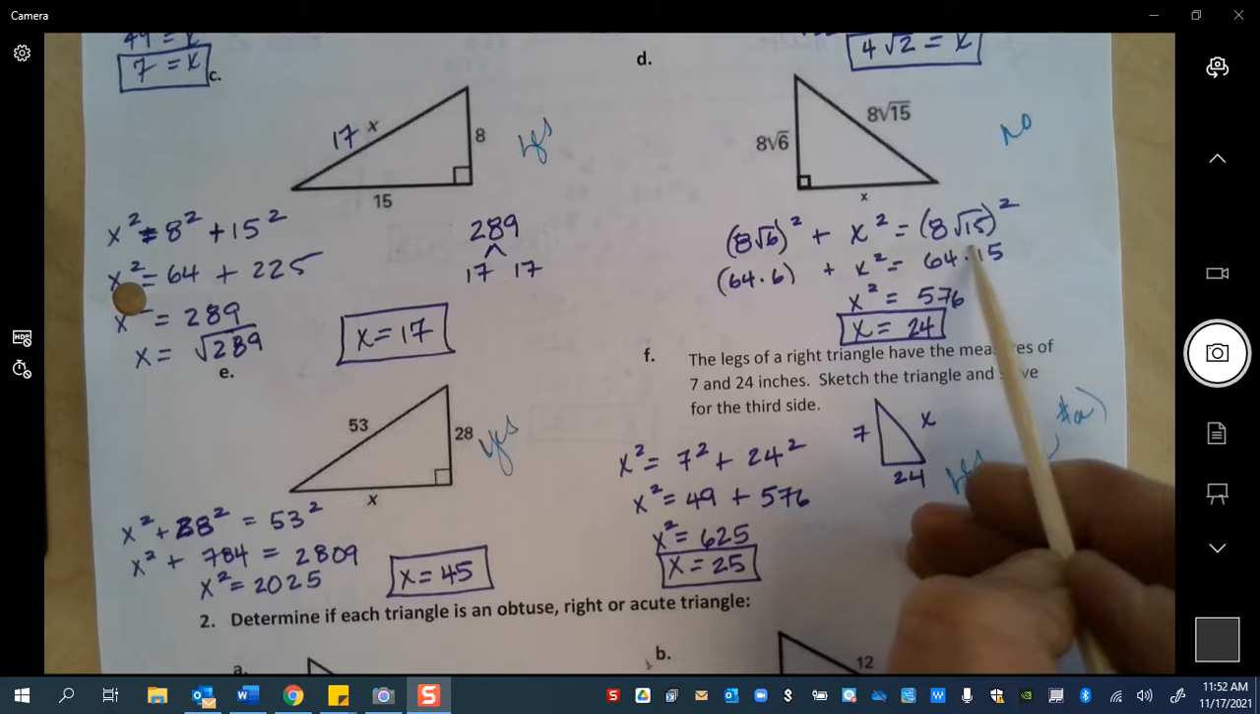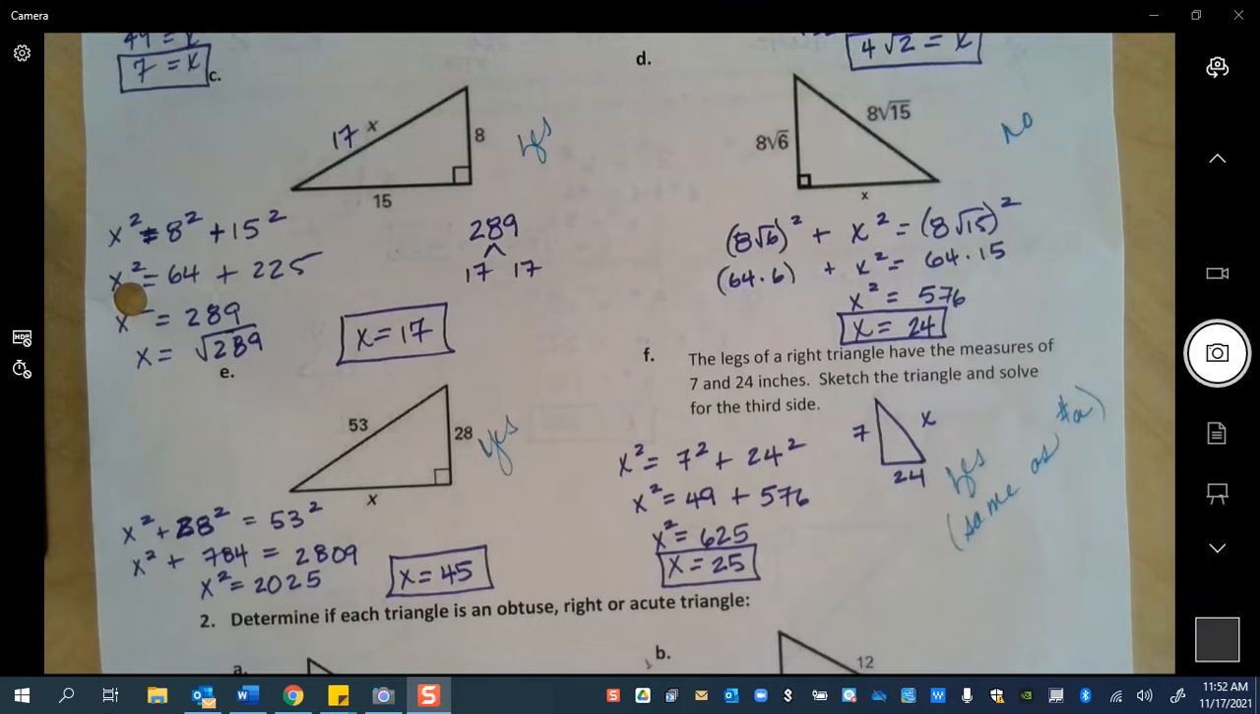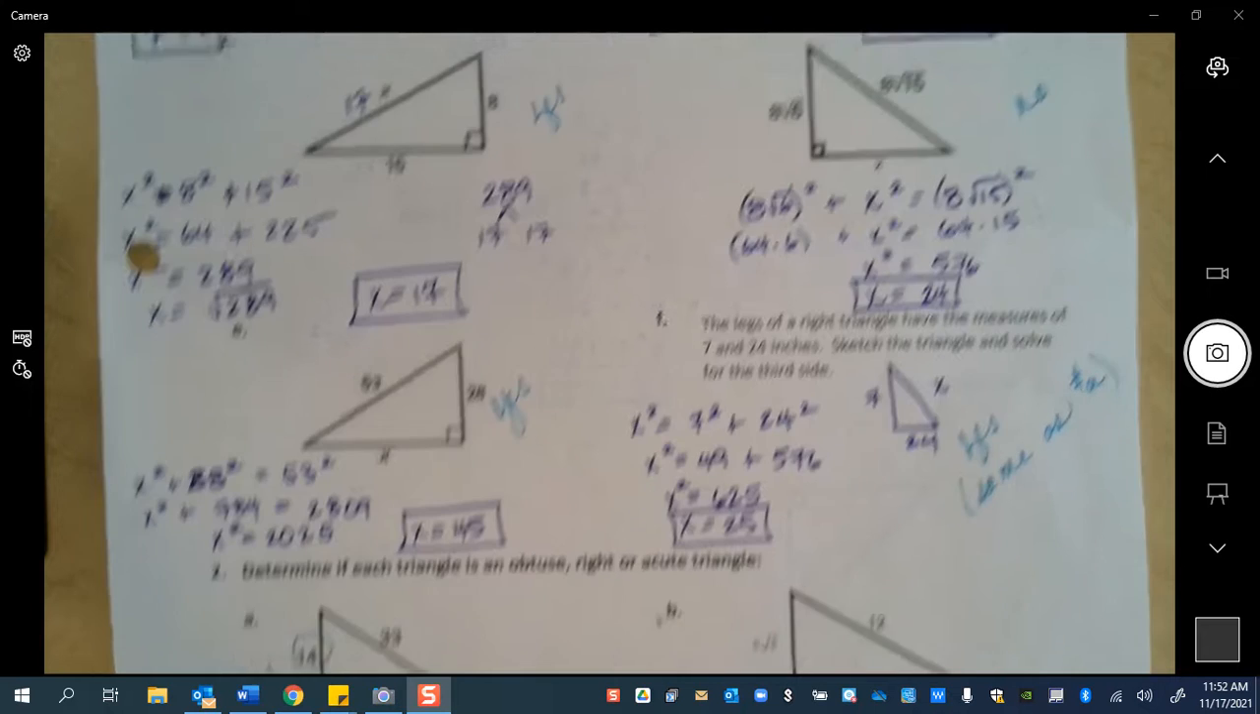I did the same thing here. So 8 times root 15 squared is 8 times root 15 times 8 times root 15. That's 8 times 8, that's 64. Root 15 times root 15, that's 15. So then I can do that math in my head. Sound okay? Awesome, thanks for asking.